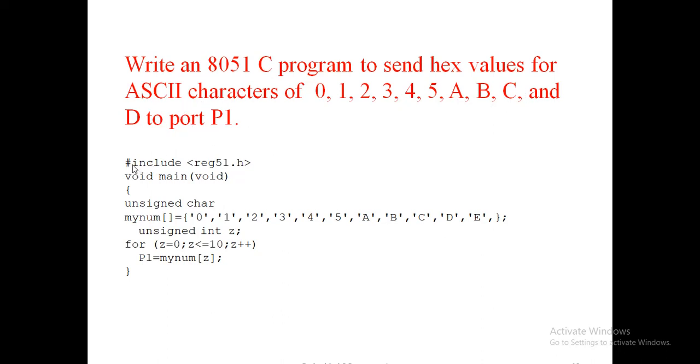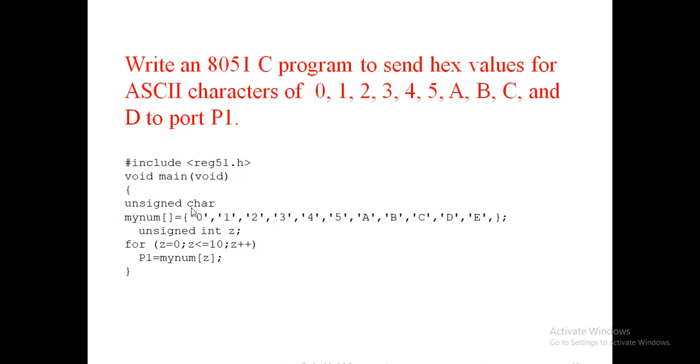Coming over here, this is #include <reg51.h>. Why did I add this? Because I am using a special function register. P1 is available there, and I want to access P1, so I have to define this include reg51.h. Then void main.